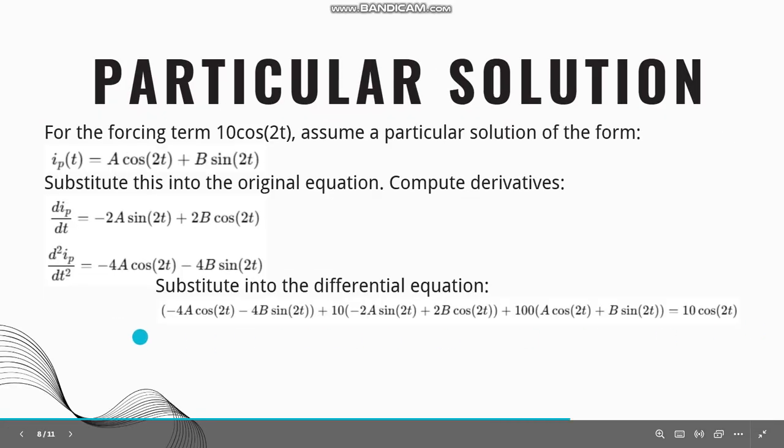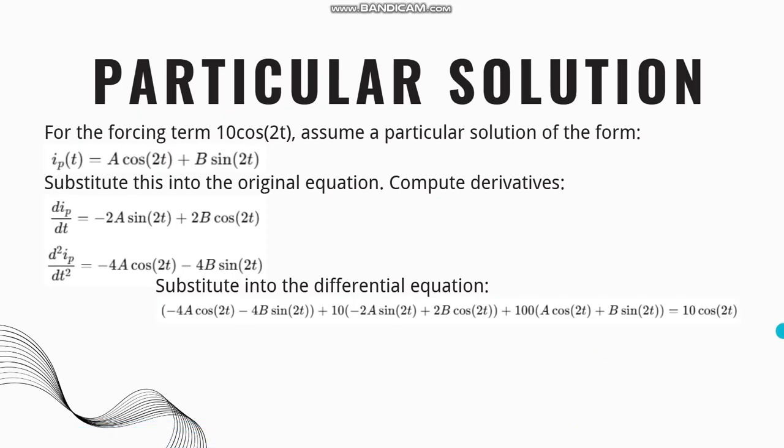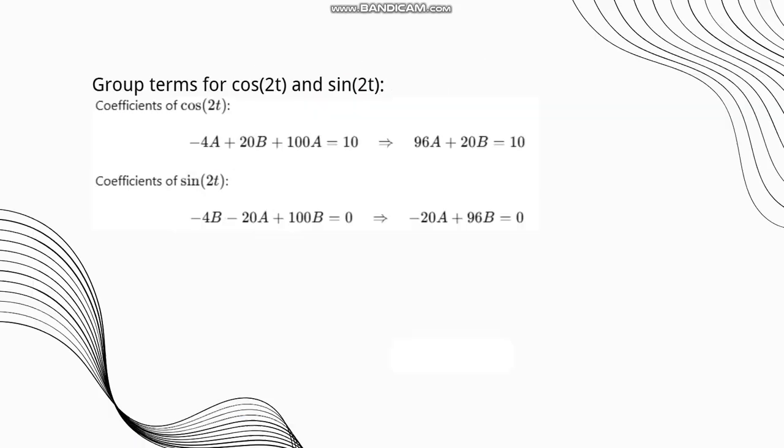After we substitute, we'll have this whole formula. It's a bit long, so I won't read it out. So we group the terms for cosine 2t and sine 2t. The coefficient of cosine 2t will be negative 4a plus 20b plus 100a equal to 10. And then we simplify it, we have 96a plus 20b equal to 10. Then the coefficient of sine 2t will be negative 4b minus 20a plus 100b equal to 0. Then we simplify it, we have negative 20a plus 96b equal to 0.